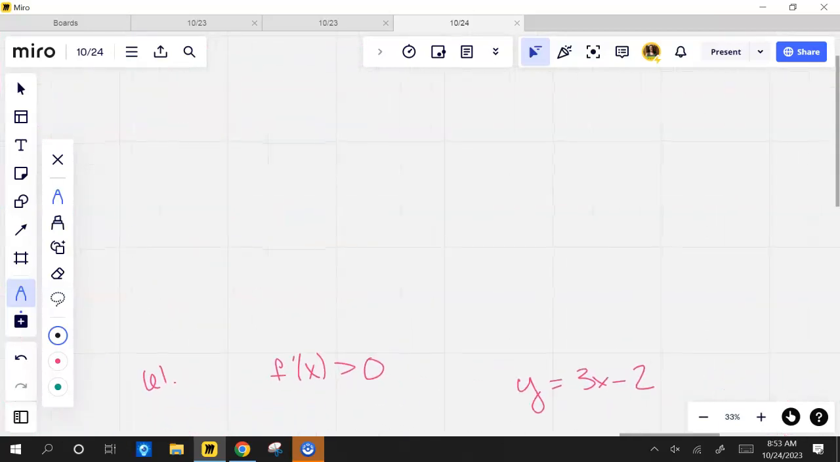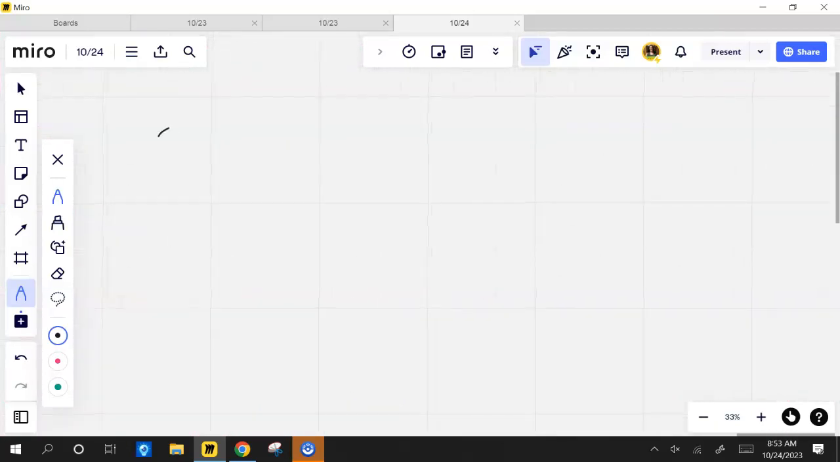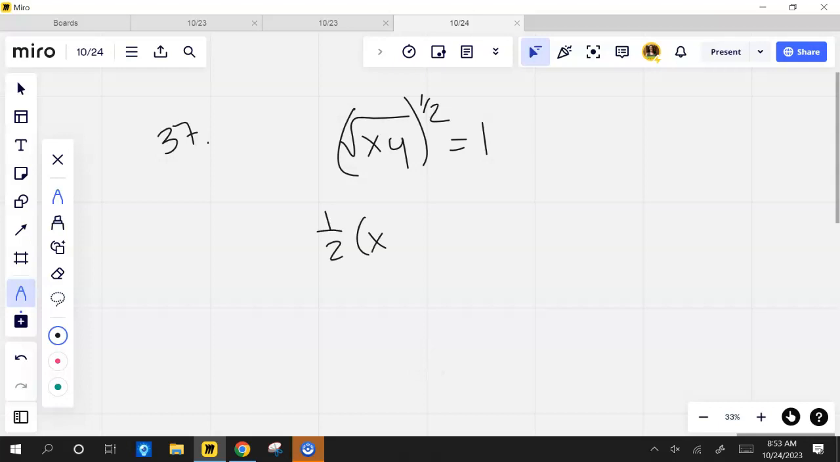37. Find dy dx. So I am going to start by making this 1/2 exponent. 1/2 times xy to the negative 1/2, and now I chain. So the derivative in here, I'm going to have to do product rules. So derivative of the first times the second plus the first times the derivative of the second equals 0.